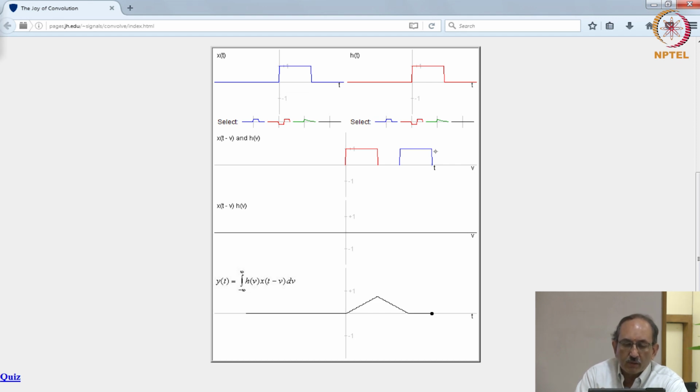So, this is pretty straightforward, but I want you to focus on the fact that the output is tied to the origin of the signal that is being flipped and shifted. That is the key point, right. So, this T and this dot are tied together, that tells you what the convolution result is, right. So, this is pretty straightforward.